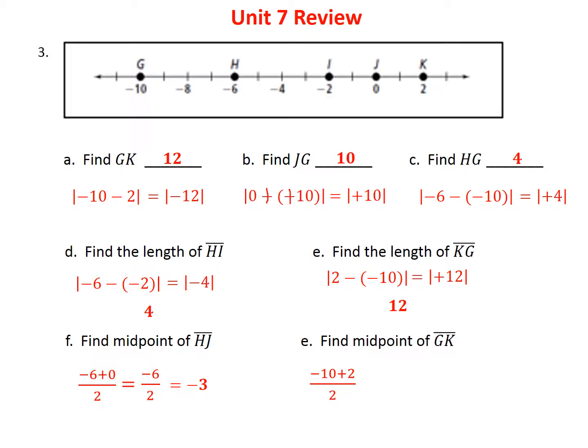So finding the midpoint between G and K, add the two numbers, negative 10 and 2, and divide by 2. And so negative 10 and 2 is negative 8, divided by 2 is negative 4.